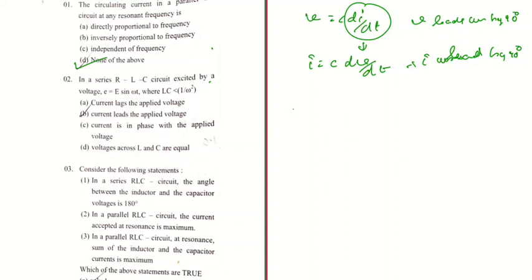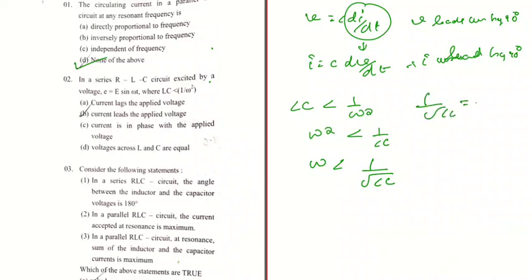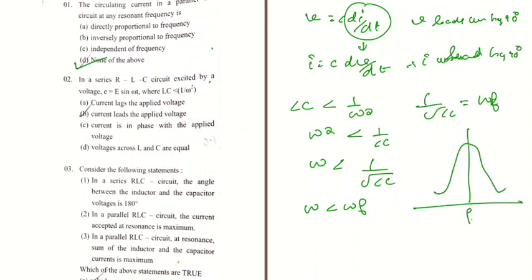So here it is asked LC less than 1 divided by omega square. I am going to rearrange it and write it as omega square less than 1 divided by LC, and omega less than 1 divided by root LC, right? So we know that 1 divided by root LC is actually our resonant frequency. So omega is less than omega F. If I draw the graph here, this is the resonant frequency, and this is the frequency we are talking about, the frequency before our resonant frequency.